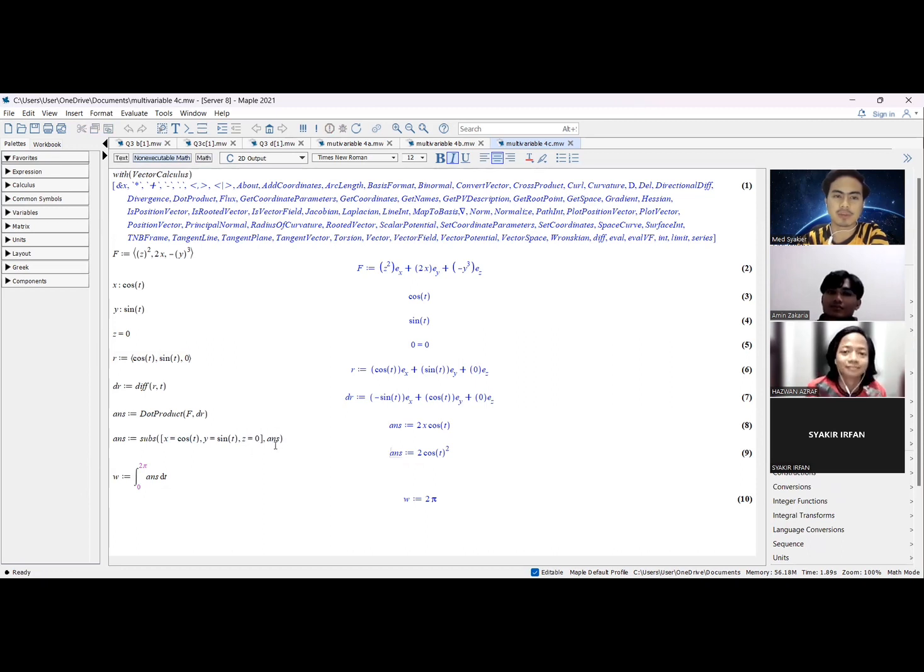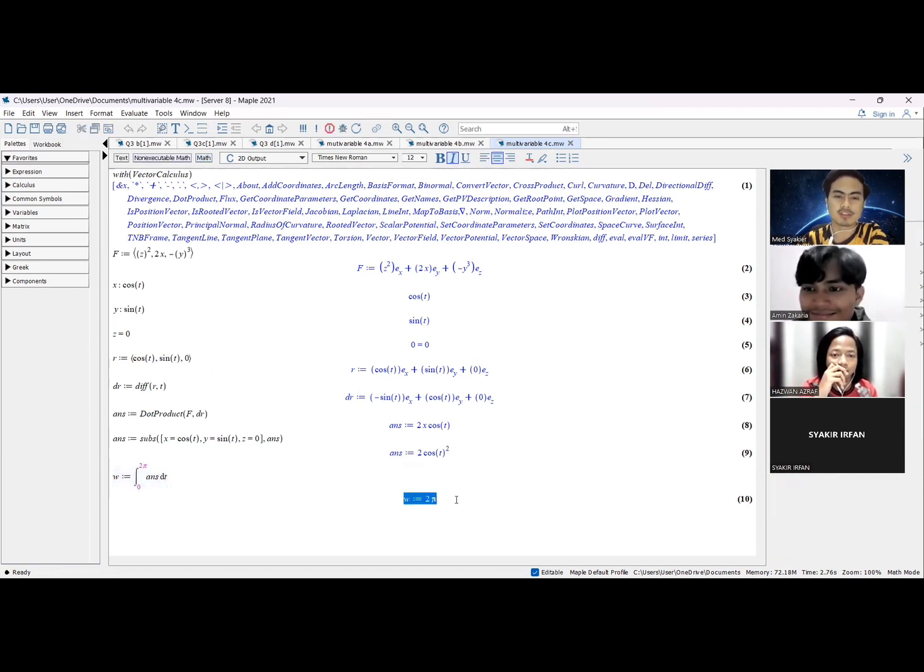And then we have to put a comma, answer. The answer is 2 cos t squared. And lastly, you have to integrate, which is w is equal to the integral with the limit from 0 until 2 pi, of the answer dt. For the final answer, w is equal to 2 pi.